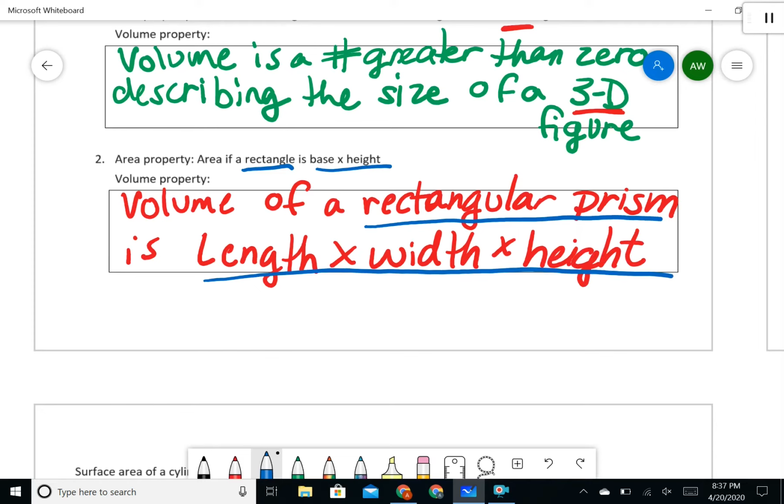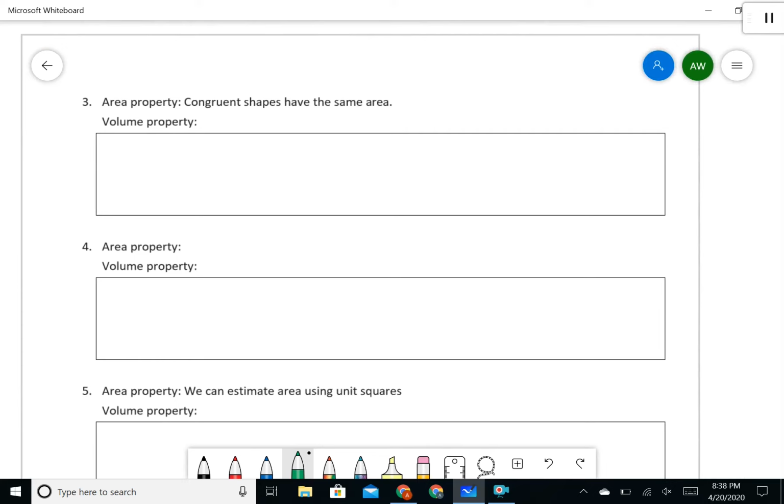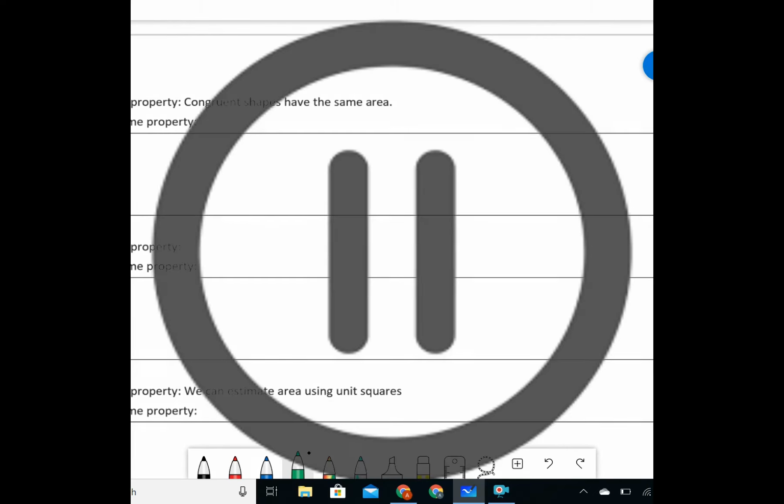We also talked about the fact that we can find volume to be the area of the base times the height. So this is, of course, the same thing as length times width times height when we're talking about rectangular prisms specifically, but this is much closer to the corresponding area property. So number 3 says, congruent shapes have the same area. Now go ahead, try to write this sentence as something that pertains to volume.